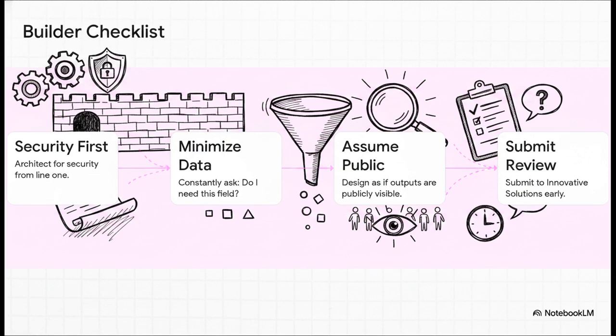Step 2. Minimize data. Constantly ask yourself, do I really, truly need this field to make this tool work? Step 3. Assume public visibility. Design your system as if its outputs could be seen by anyone on the internet. If a data leak would be harmful or legally problematic, redesign it immediately.